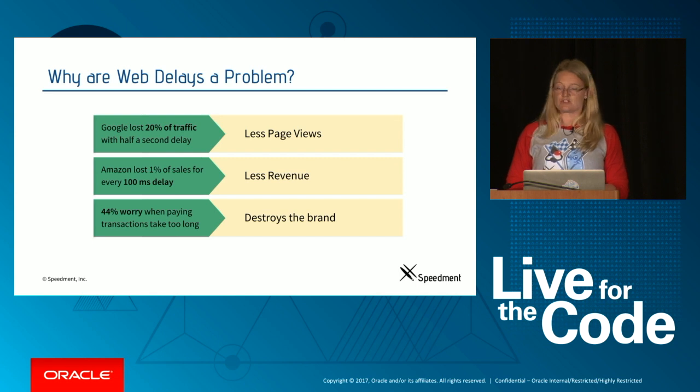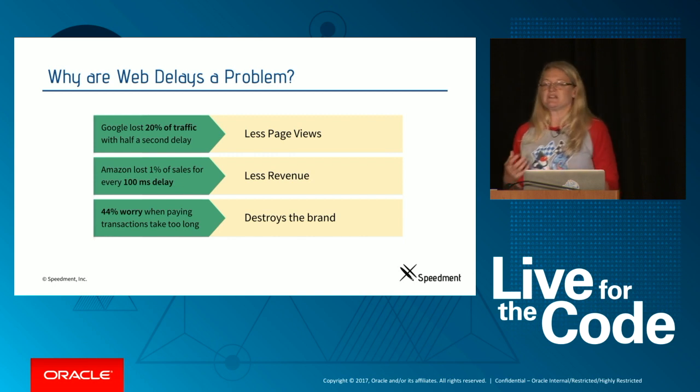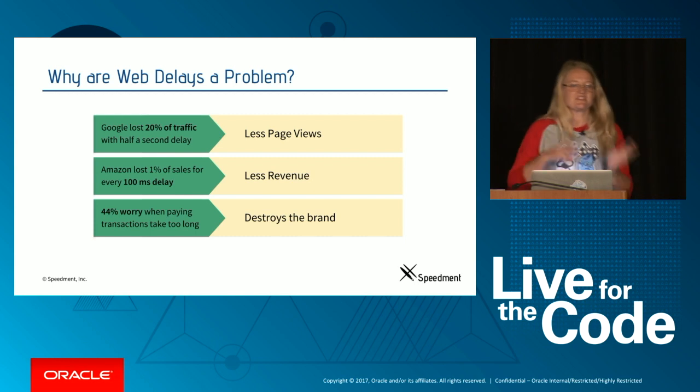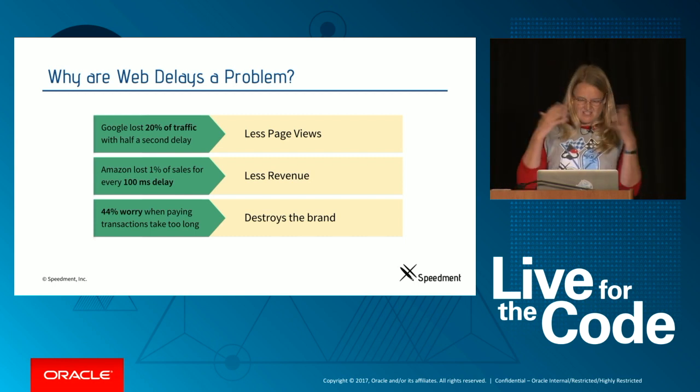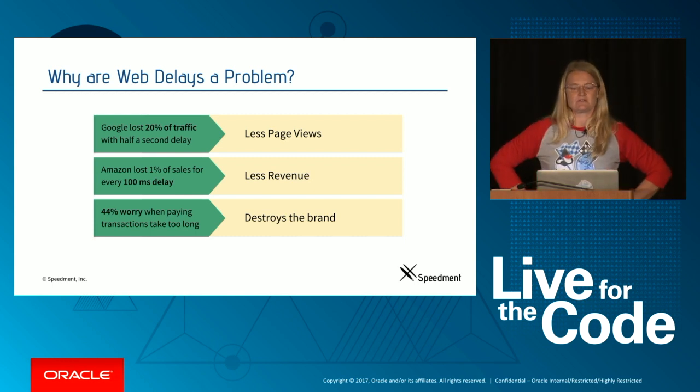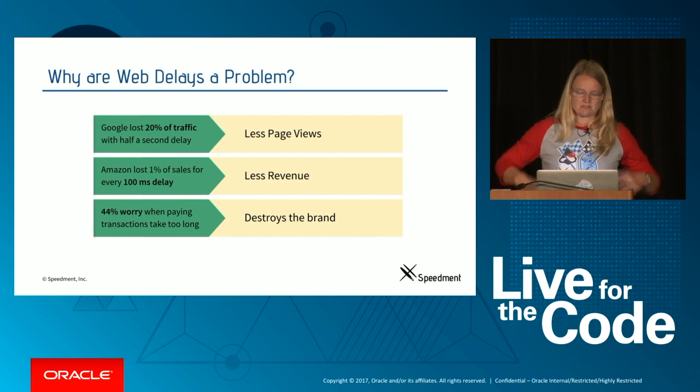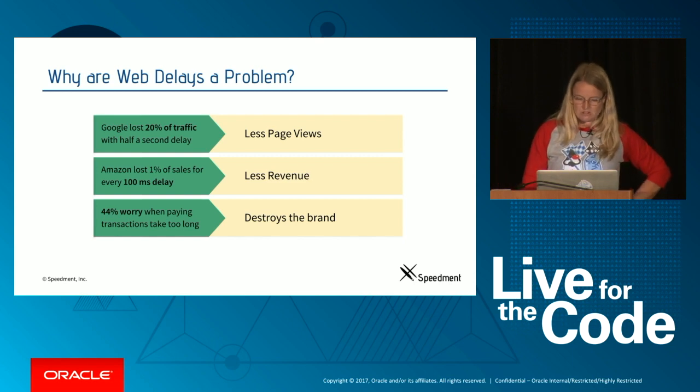Google said that they lost 20% of the traffic with only half a second delay. Amazon said that they lost 1% of sales for every 100 milliseconds delay. And people start to worry if you are doing a paying transaction and it takes too long. You will start to think that this company is not reliable, and you will tell your friends that this company is not good enough because you feel frustrated. So it's also a problem about money to the company.